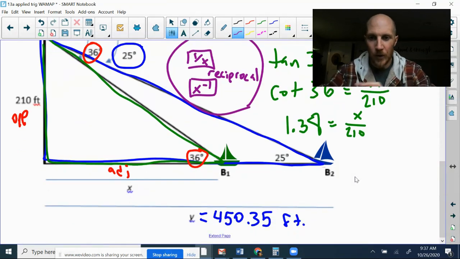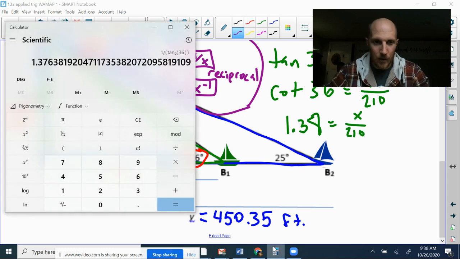And that is not where I am right now. Let's see. So I got the 1.38. That was the cotangent of 36 degrees. I need to finish my algebra to solve for x. So I need to multiply by 210. Let me go back to the calculator. I cannot do that in my head.